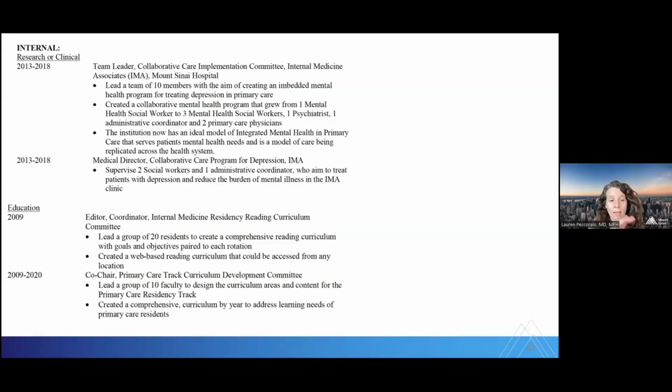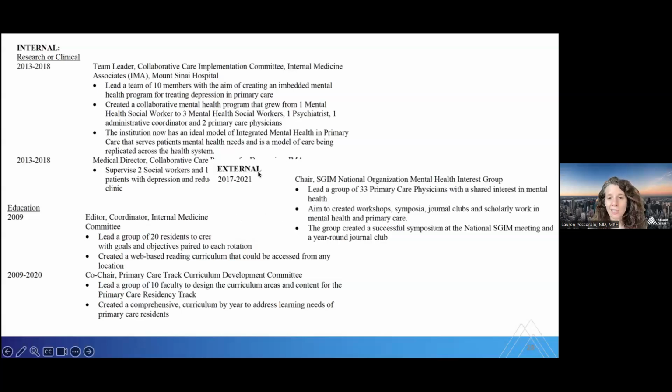So you can see here, I have my internal things. That's research or clinical. These are pretty old things that I did. I have my educational things that I did a long time ago. And then you can also see here some external examples, right? So I was the chair of our organization's mental health interest group, right?